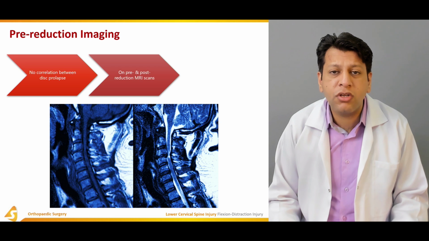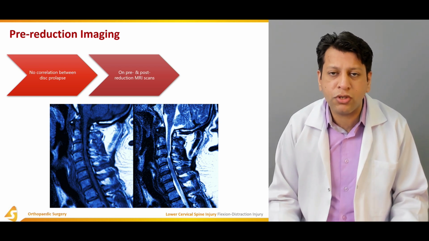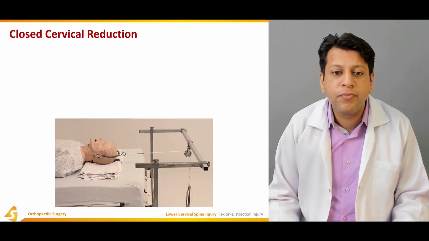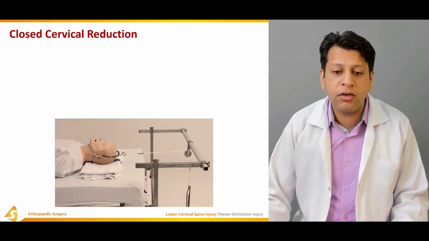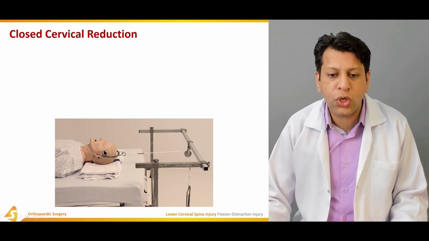Although that is not actually related with the post-reduction prognosis of the patient. Then this is the method of the cervical traction we do. Usually the skull tongs are placed over here and the patient's initial traction is applied.